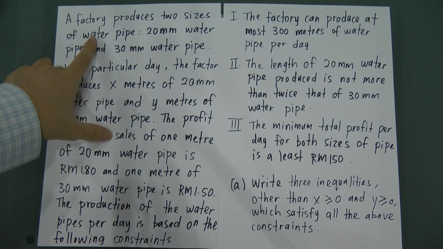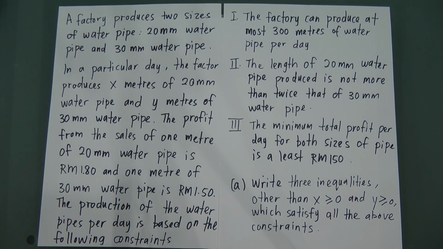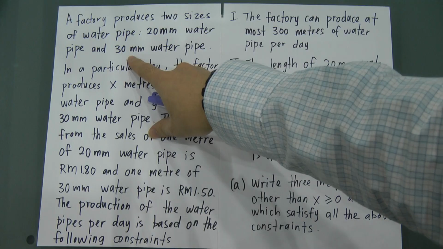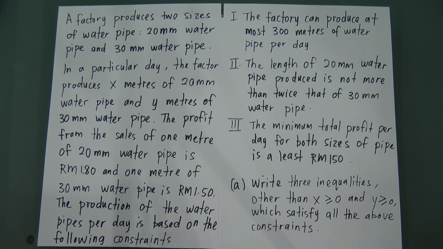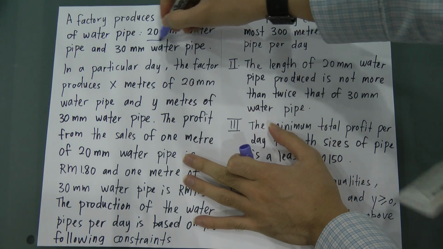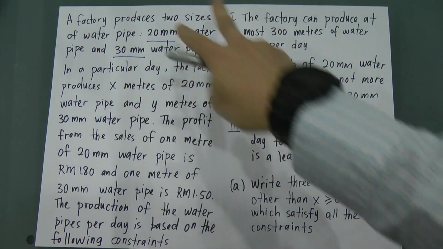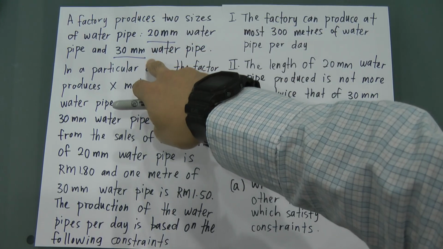You see, a factory purchased two sizes of water pipe, one type is 20 mm water pipe and the other is 30 mm water pipe. So what I do now is, these are the keywords. It means they have two different types of water pipe. One is 20 mm, another one is 30 mm.